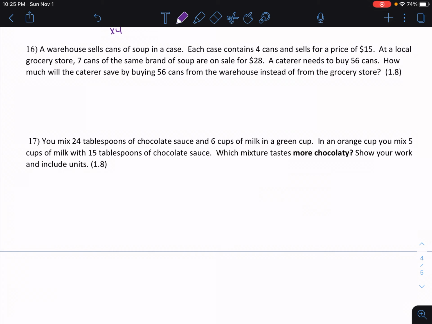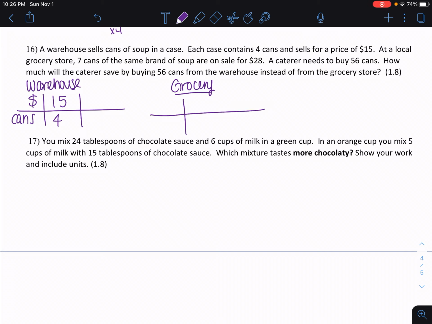Number 16 is the cans of soup question. So a warehouse sells cans of soup in a case. Each case contains 4 cans and sells for a price of $15. So I've got the warehouse. I've got dollars and cans. And it's going to be $15 for 4 cans. Then I've also got a grocery store that's selling the same cans, so dollars and cans. I've got $28 for 7 cans of the same soup. And the caterer wants to buy 56 cans. So to get from 4 to 56, I'm going to multiply by 14. And to get from 7 to 56, I'm going to multiply by 8.